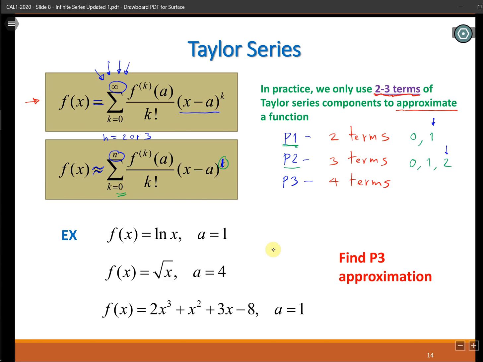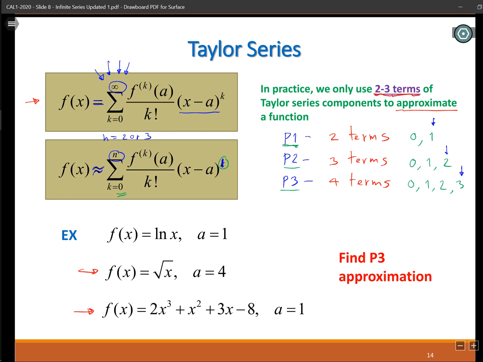Next one, P3, we need the 0, first, second, and third terms, and in the end we would have this third order polynomial approximation. All right, so you need to know about this notation because we need that for the examples down here. We have 3 examples, but let's do just 2 to save some time. Let's do number 2 and number 3.